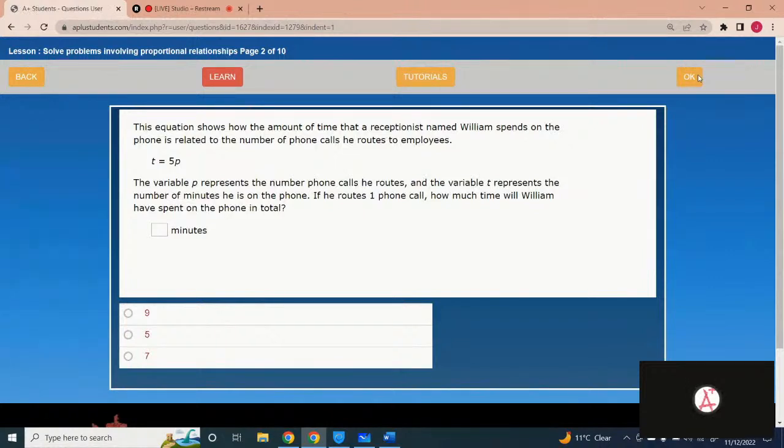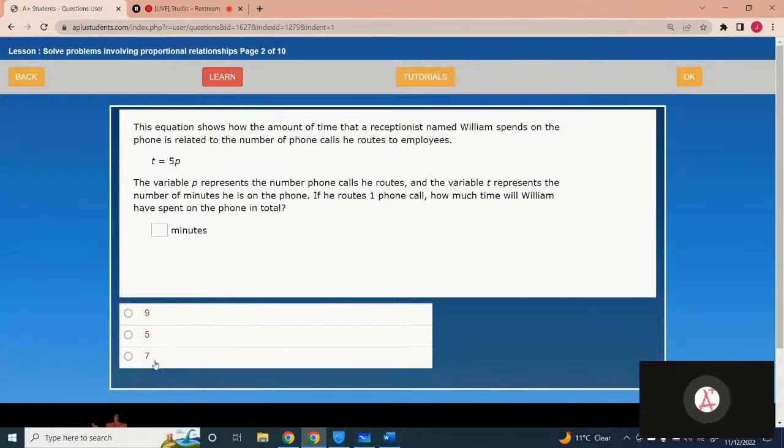In total, it would be P equals 1. You just have to replace the P in the equation. It would be then 5 times 1. That means 5 times 1 is 5. That means for one phone call, the time is 5 minutes. Got it?